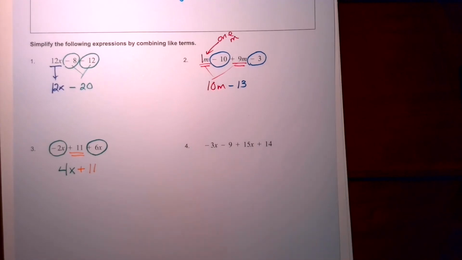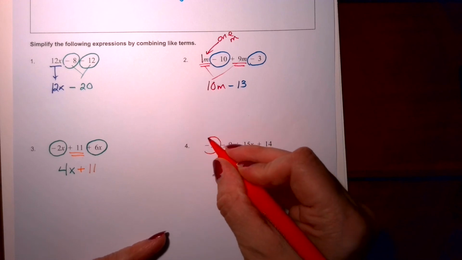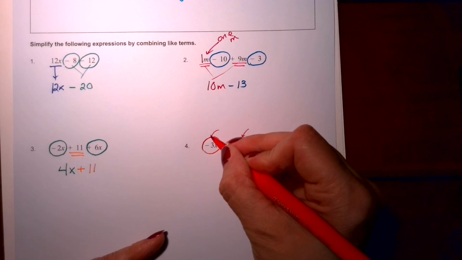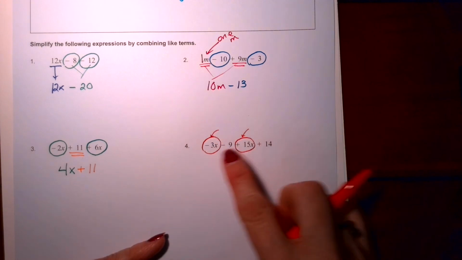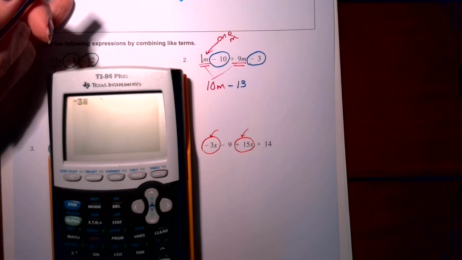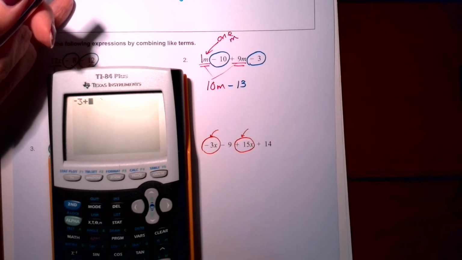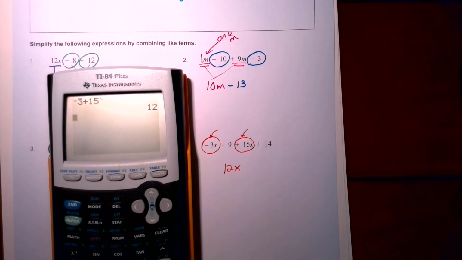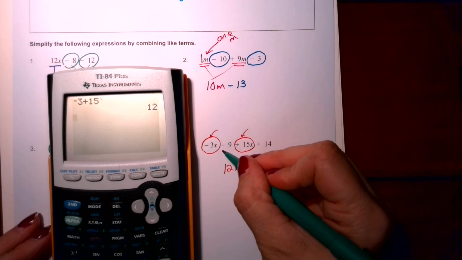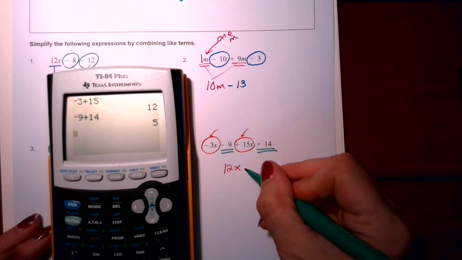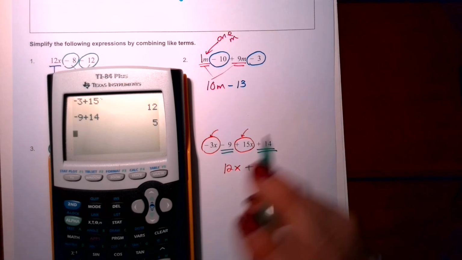Number 4. Let's do our x's. Here's some x's. Here's some x's. Look how I circle the sign that goes in front. So he is a negative, and that's a positive. Let's use our calculator here. Negative 3 is going to get added to 15. And so we have 12 x's. And then let's add negative 9. Negative 9 plus 14, and that makes a 5. Great job, Math 1.